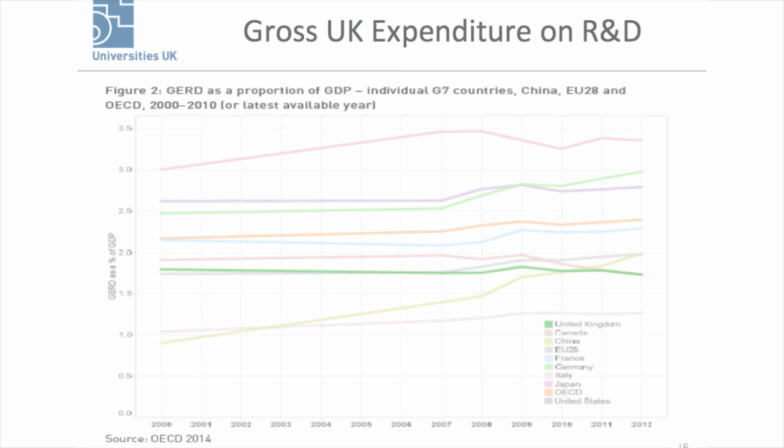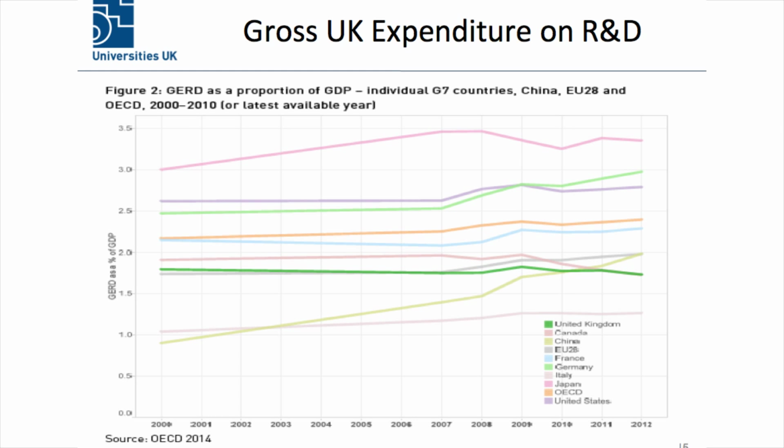This is another chart on the amount of money that is spent by the United Kingdom. Often when talking to delegations coming to the UK, I use this just to illustrate where the UK is in comparison to the amount of money that we spend. In Universities UK, we argue that this should be much higher, quite frankly. We're the green line here.